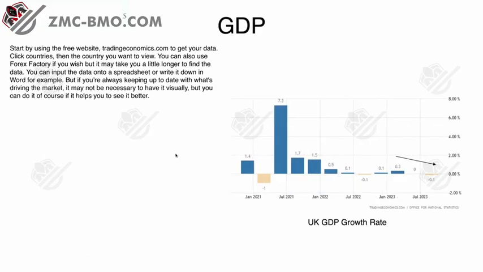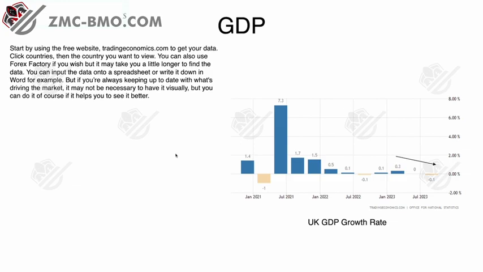Start by using the website tradingeconomics.com to get your data. Click countries, then the country you want to view. You can also use Forex Factory if you wish, but it may take you a little longer to find the data. For example, if you want to use Forex Factory, you are going to have to go into the settings and remove all the other countries, and then go into whatever country you want to look at, and then GDP. And you might have to scroll back as well.